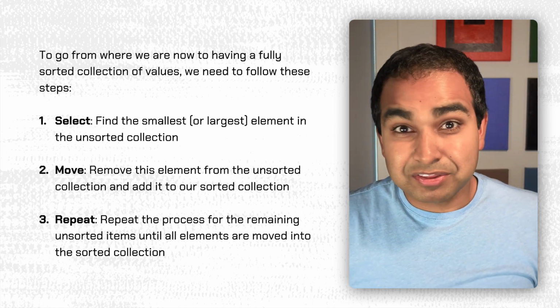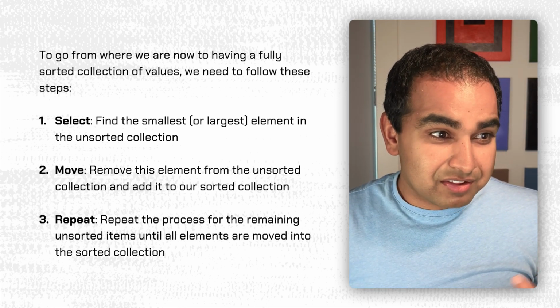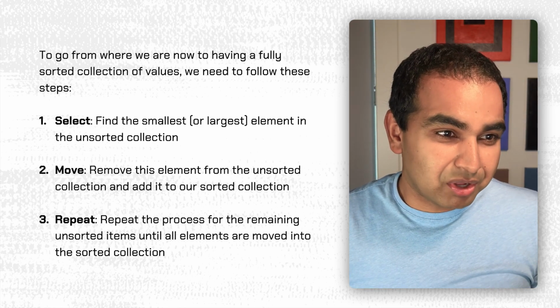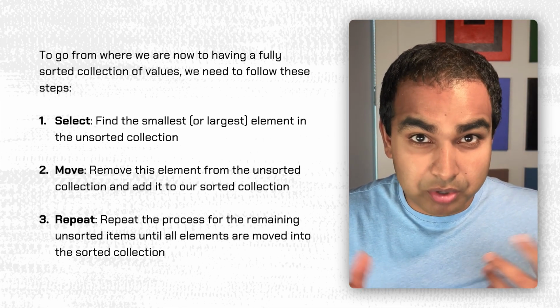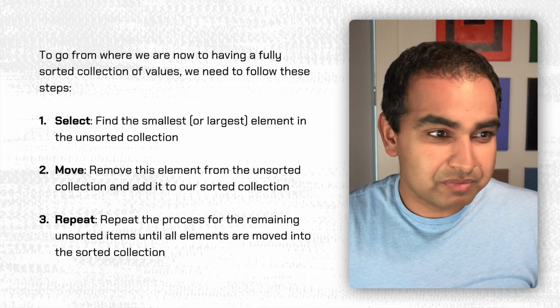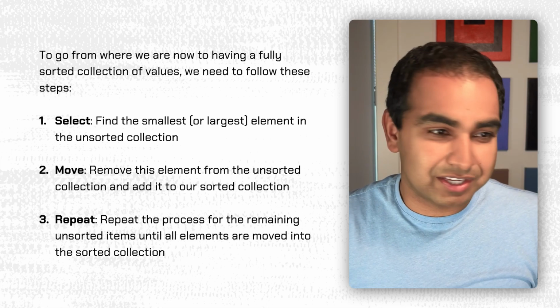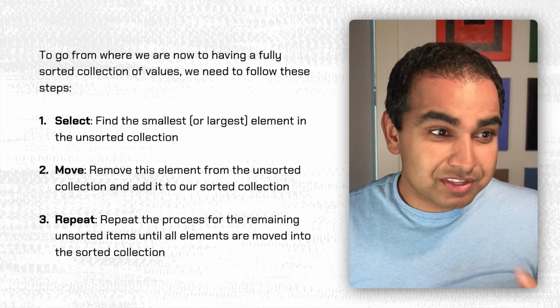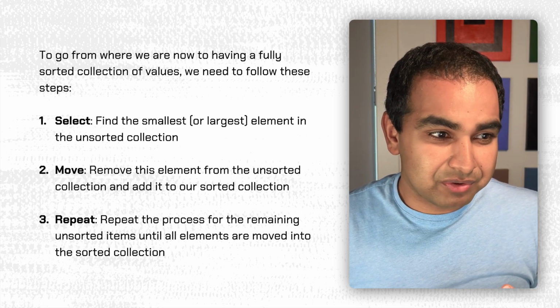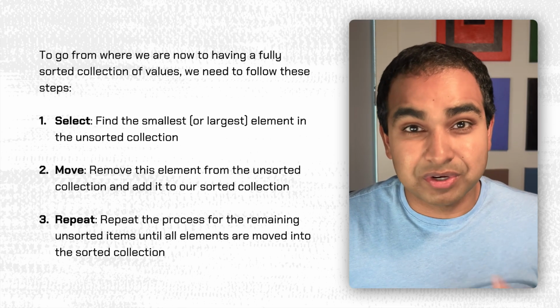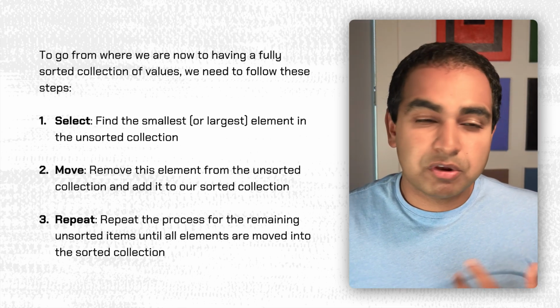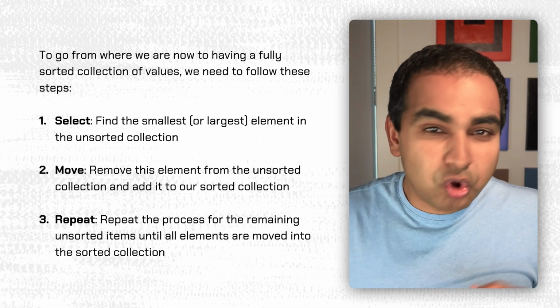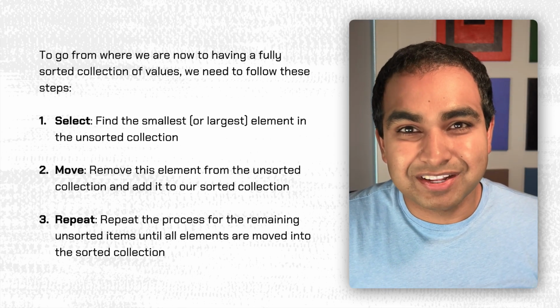This algorithm has three steps. The first step is the select step. Find the smallest, or largest if you're sorting backwards and want the largest item to be first. Find the smallest element in the unsorted collection. Second, we move this element that we found, the smallest element, to our sorted collection. And then we just keep repeating this process until there are no more elements in our unsorted collection.